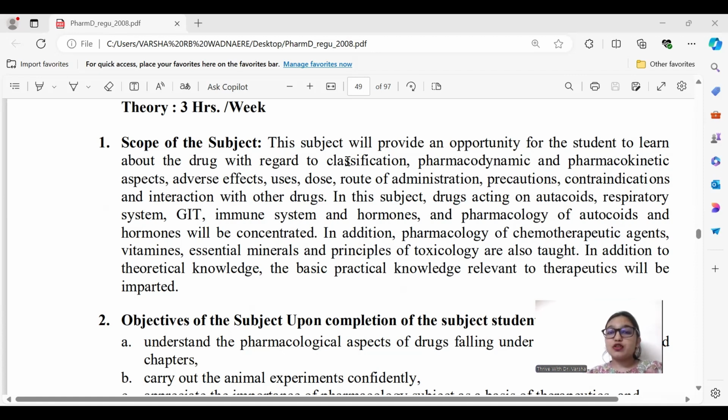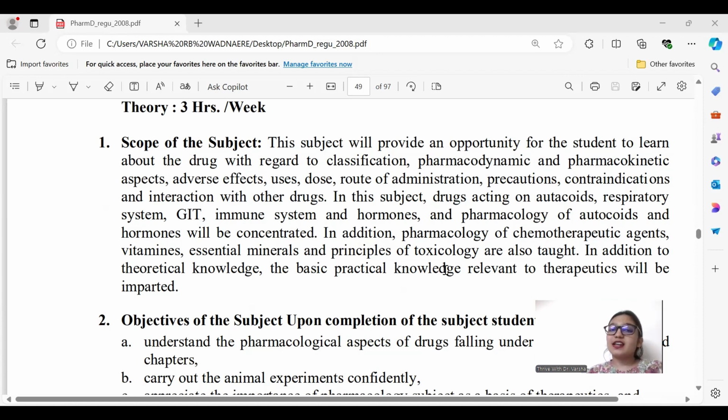So pharmacology 2 will provide an opportunity for students to learn about drugs with regard to classification, pharmacodynamic and pharmacokinetic aspects, adverse effects, uses, dose, route of administration, precautions, contraindications, and interaction with other drugs. In this subject, you will be learning different systems and their drugs.